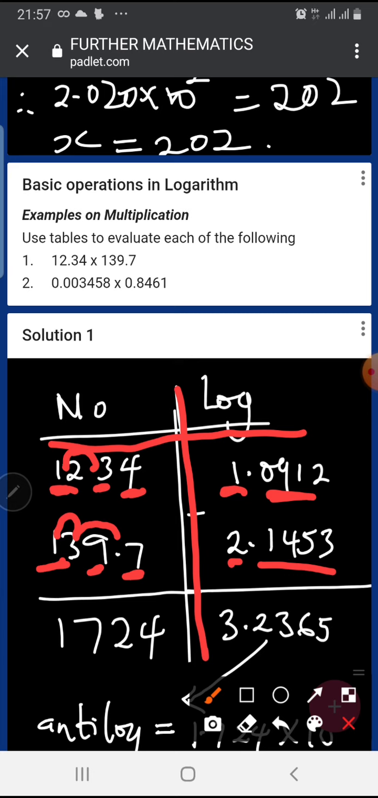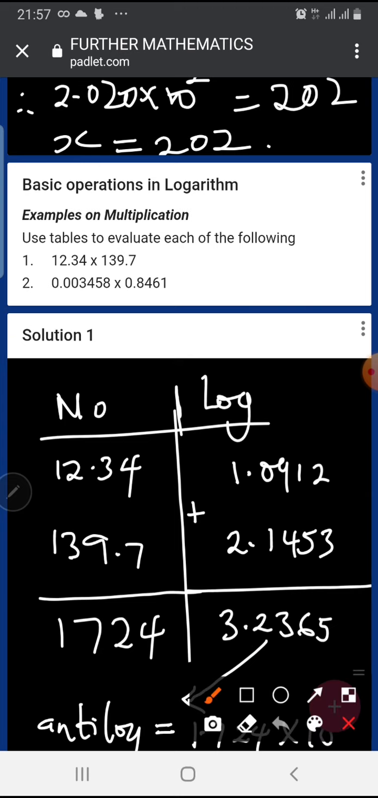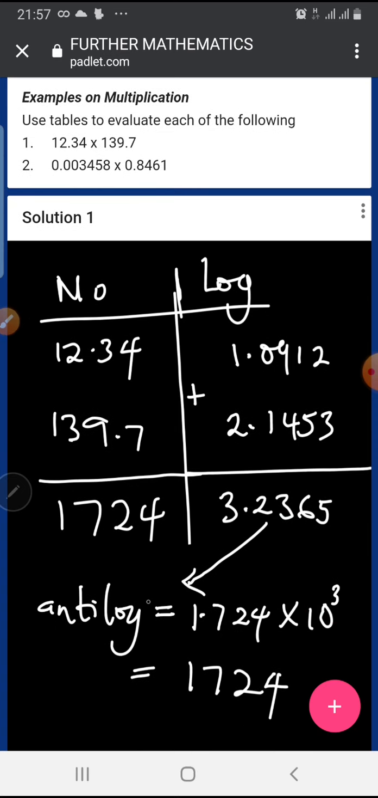Are we together? So when you do this, you now add the two logarithms together. You add 2 plus 3 is 5, 1 plus 5 is 6, 9 plus 4 is 13, 3 carry 1, 1 plus 1 is 2, and then 1 plus 2 is 3. So you have your answer in logarithm as 3.2365. That's your answer.